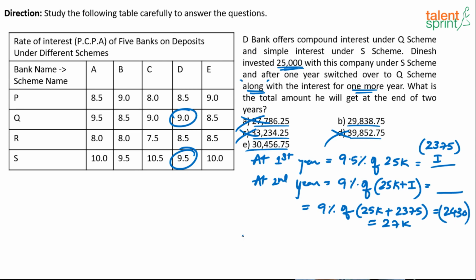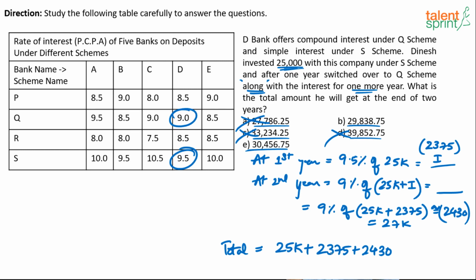So your final answer, the total value that he will get at the end of 2 years, is his principal amount, of course, which is 25,000, plus this 2,375, plus 2,430. Remember, in all this process, our calculation of 2,375 was accurate. We have not done any approximation here. The only approximation that we have done is that instead of taking it as 27,375, we took it as 27,000. So we have slightly reduced it. This is a slightly reduced value. Actual answer may be a little more than this, right?